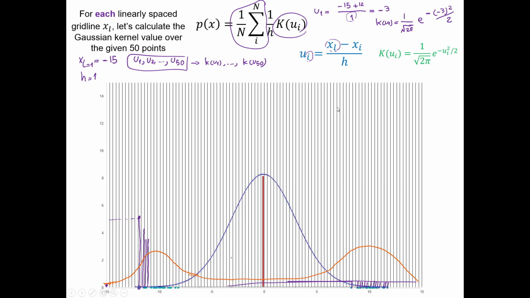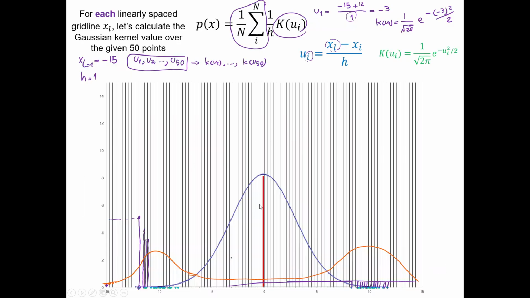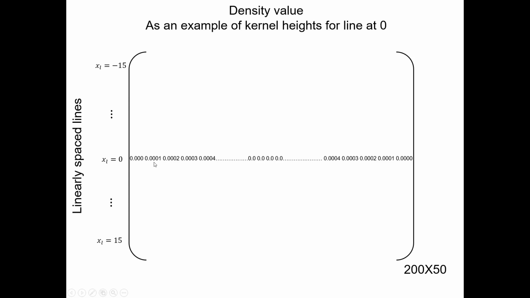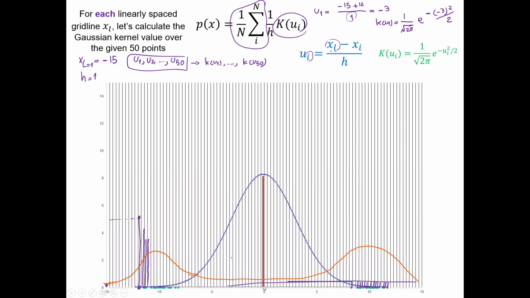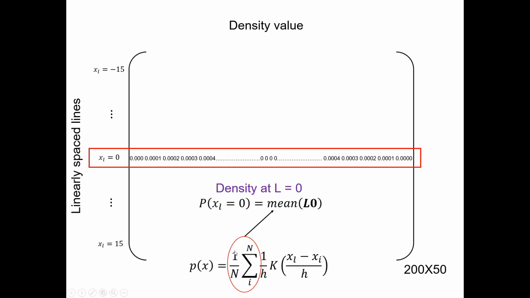Any other question? Okay. So I can also write the whole thing that I did in a matrix form. What I did here is 200 by 50, so 50 data points and 200 grid lines. Essentially for 0 here, we're talking about grid line 0. You can see that the values are quite small, and we take the average.